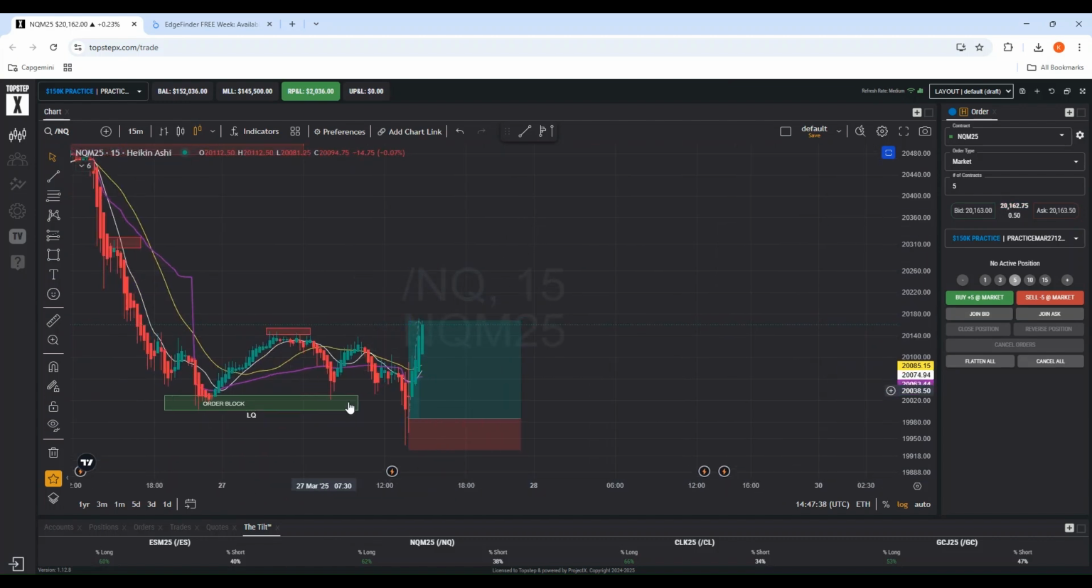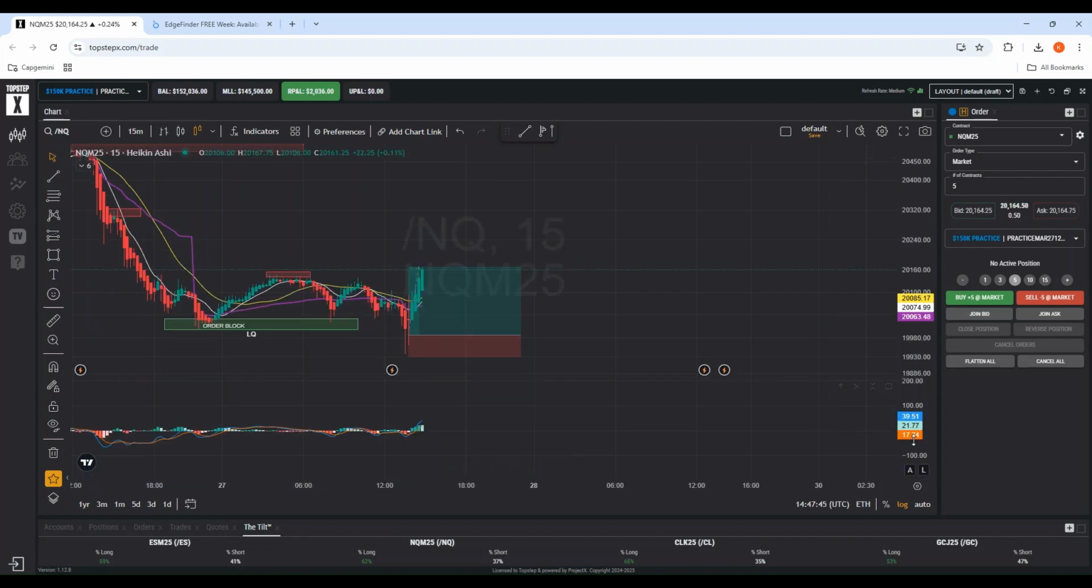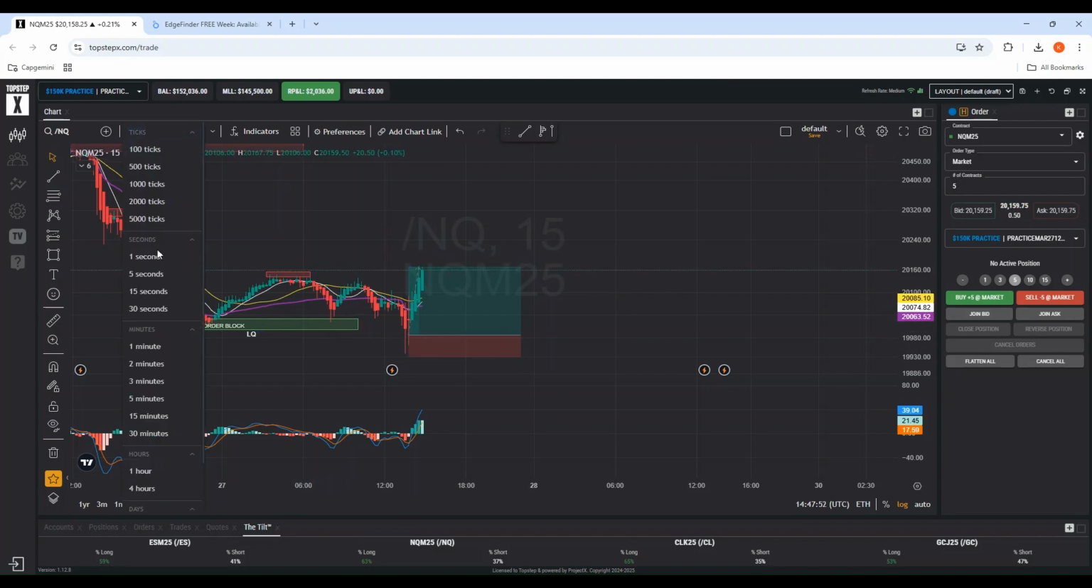So anyway, I took this trade. So how did I take this trade? I didn't take it on the 15-minute. This is just where I look for it. And I'm like, okay, this looks like a good area to buy. So when it comes down and takes a liquidity, I'm going to look for a long.